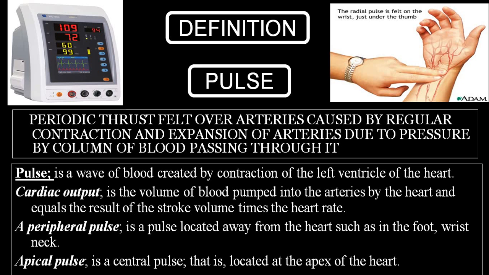And if you feel the movement or impulse over the chest at the apical region, it is called the apical pulse. We also use another word, central pulse, and it is located at the apex of the heart. A good number of times we also call it cardiac pulse or apical pulse.